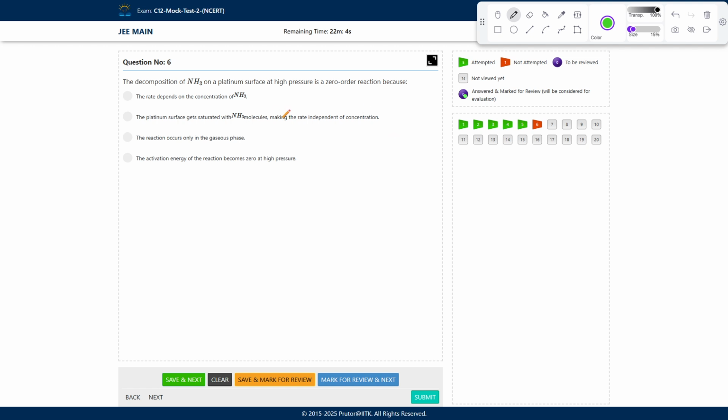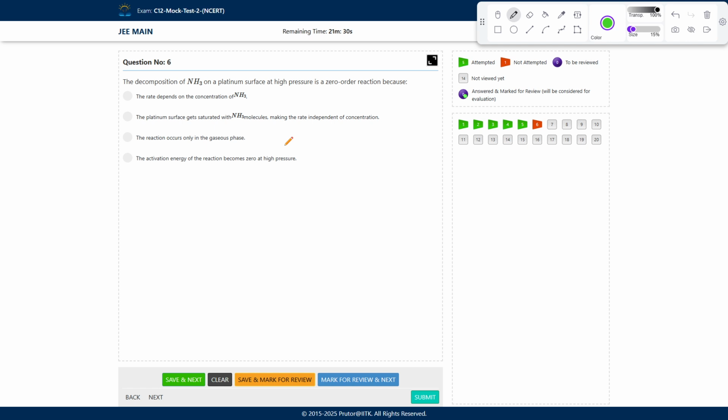So here in this option it is already mentioned that rate will become independent of concentration, and that is what happens in the zero order reaction, right? Also it is saying that the platinum surface is going to get saturated with the ammonia molecules. What does it mean? When you do the decomposition of ammonia on the platinum surface, the ammonia will decompose into N2 and H2 molecules. So first of all, the ammonia is going to attack the surface of the catalyst, which is platinum here.